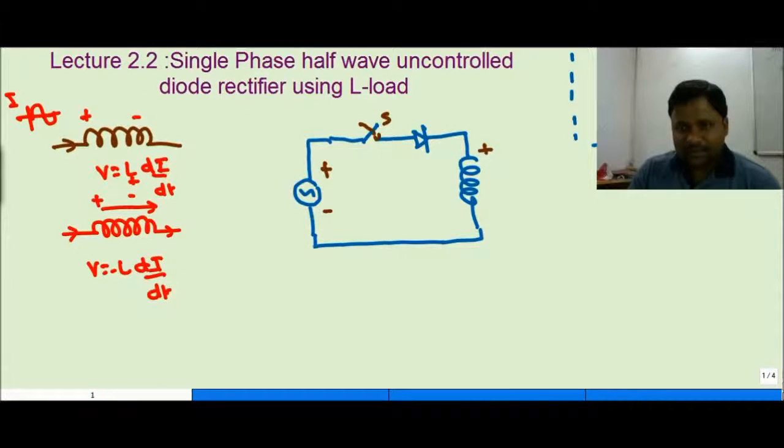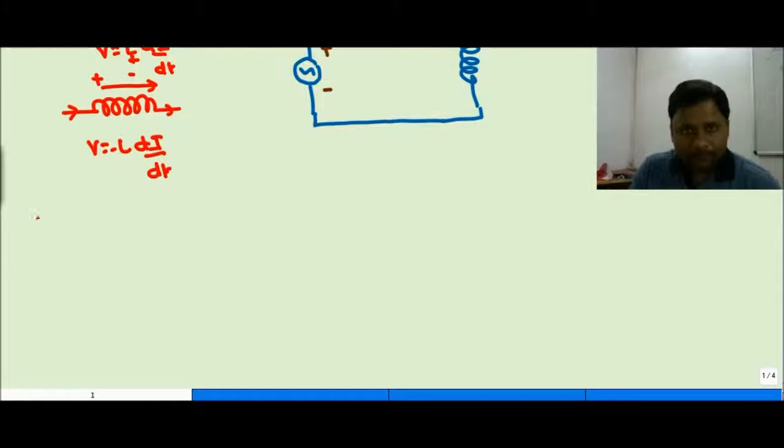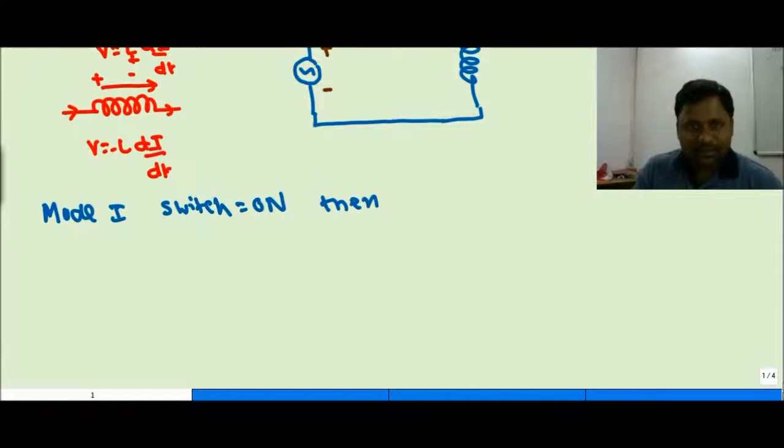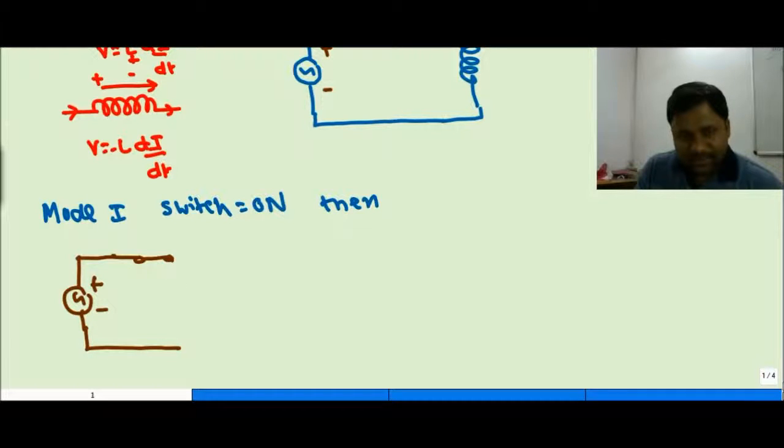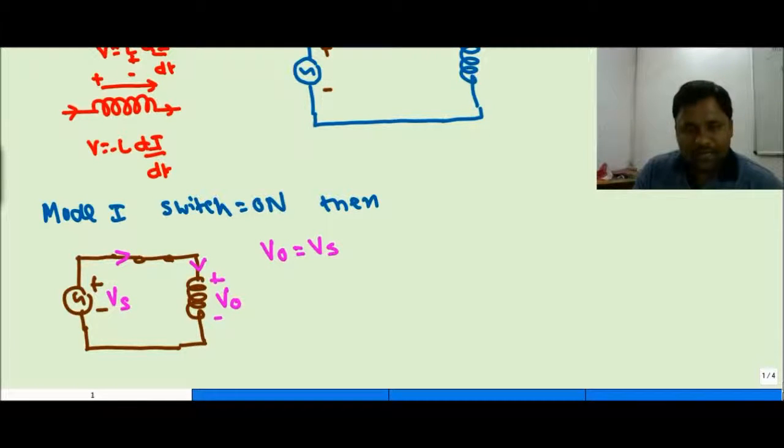Let us consider mode 1, when the switch is on. Then the circuit is like this. The switch is on, the diode is conducting, this is the supply voltage, this is plus, this is minus, and this is our inductor. If a current flows, it is called the inductor current. Energy is stored in the inductor. This is the output voltage V0, and this is the supply voltage Vs. From this, we can say that the output voltage equals Vs.